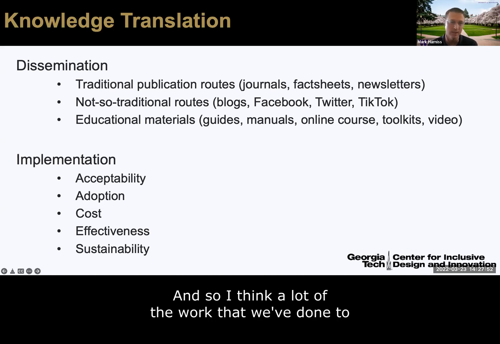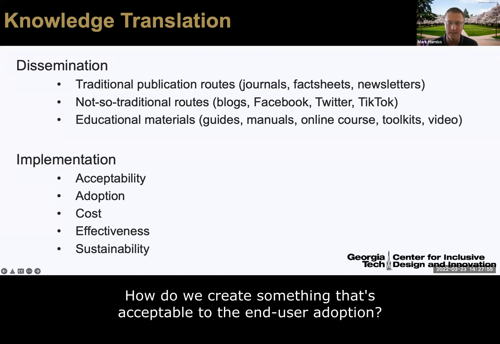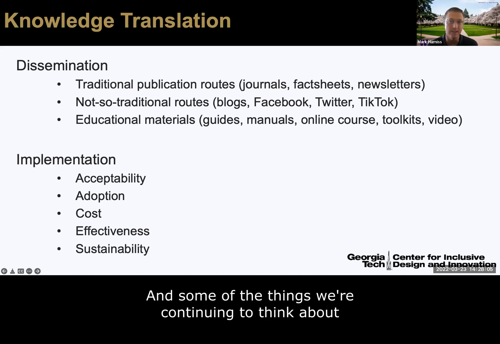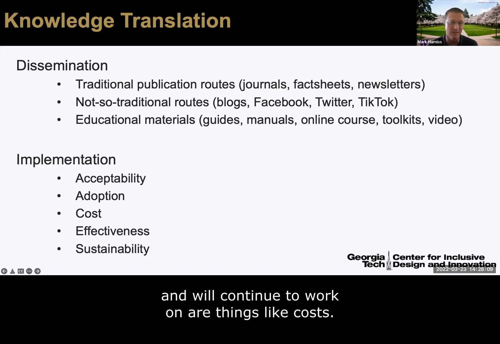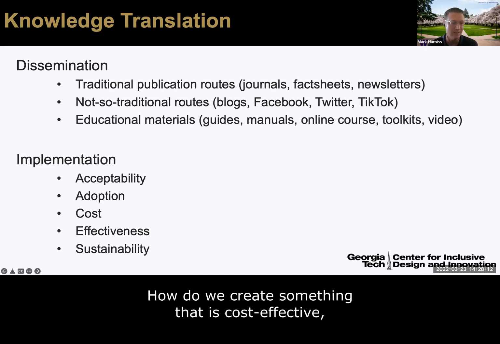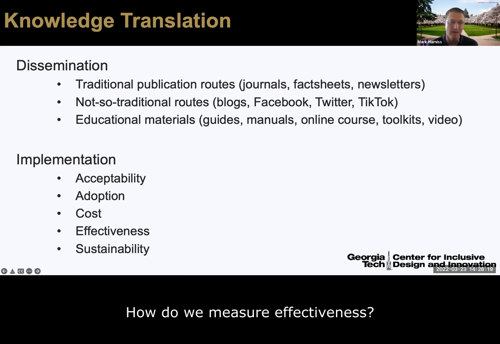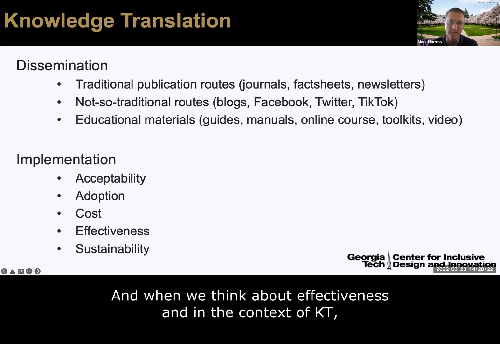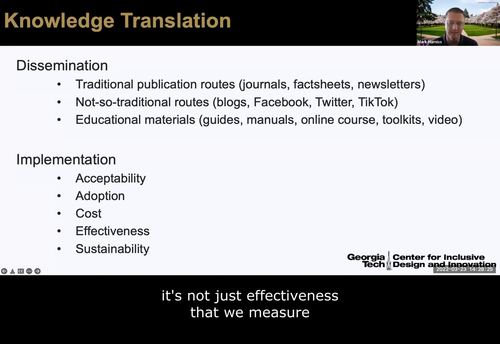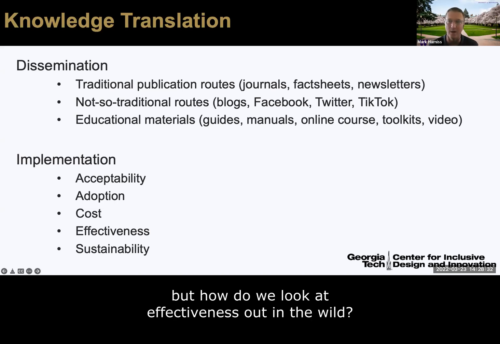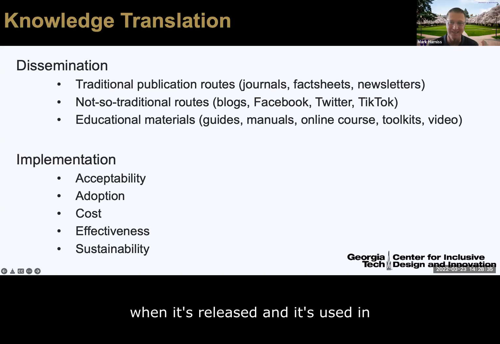And so I think a lot of the work that we've done to date has helped us to think about acceptability. How do we create something that's acceptable to the end user? Adoption, how do we create something that people want to use and will continue to use? And some of the things we're continuing to think about and will continue to work on are things like cost. How do we create something that is cost effective, both for us to sustain, but also for people to use? How do we measure effectiveness? And when we think about effectiveness in the context of KT, it's not just effectiveness that we measure in sort of controlled research, but how do we look at effectiveness out in the wild, basically? How do we look at effectiveness when it's released? And it's used in a bunch of different contexts that may be different from its initial development.